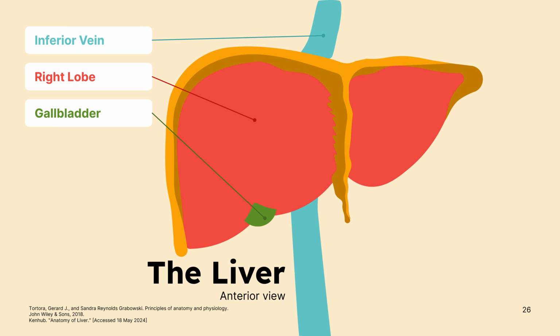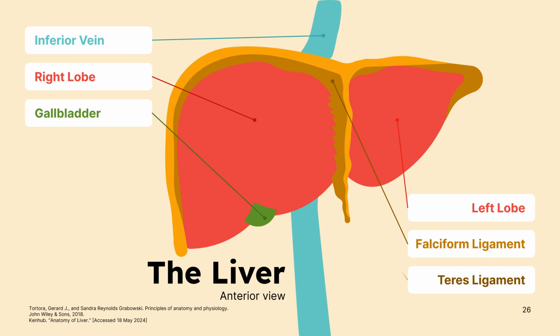On the left side of the liver, additional structures are observed. The left lobe, smaller than the right lobe. The falciform ligament, a fold of tissue, attaches the anterior part of the liver to the anterior abdominal wall and diaphragm, providing structural support. Lastly, the teres ligament, a fibrous remnant of the fetal umbilical vein.